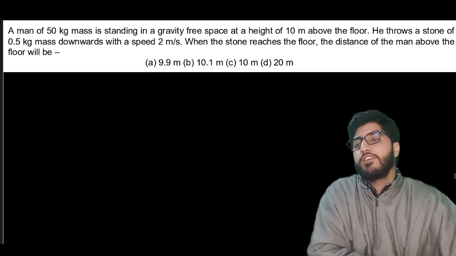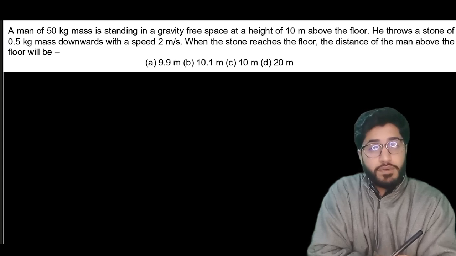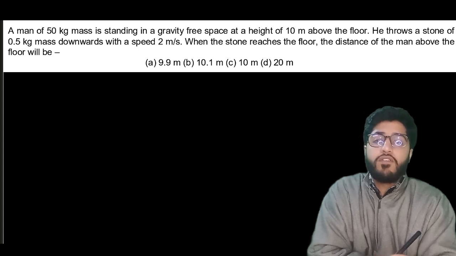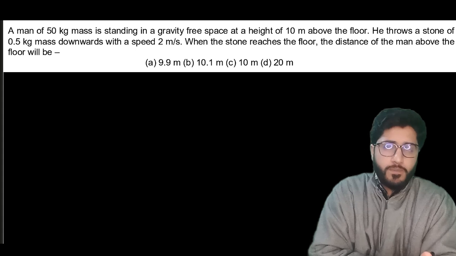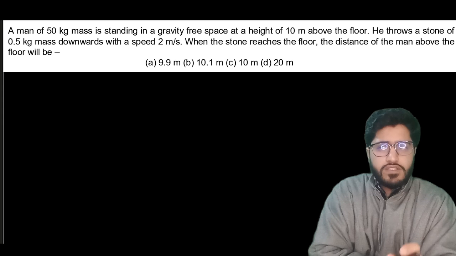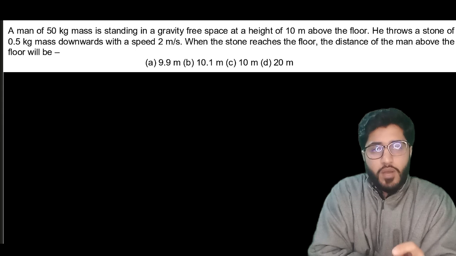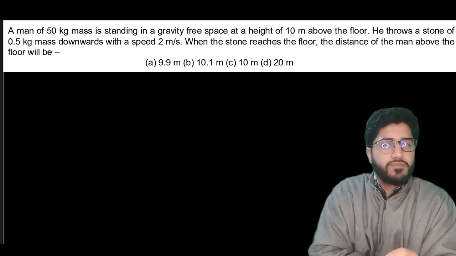A man of 50 kilogram mass is standing in a gravity-free space at a height of 10 meters above the floor. Then he throws a stone of 0.5 kilogram mass downwards with speed 2 meters per second. When the stone reaches the floor, the distance of the man above the floor will be? Clear?